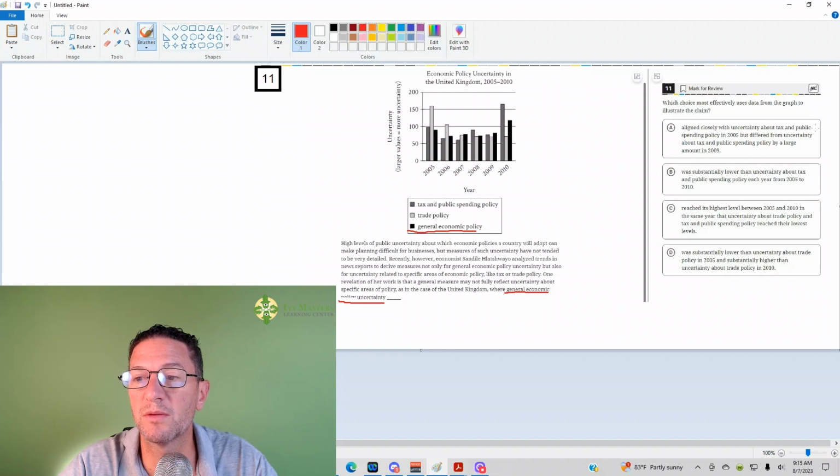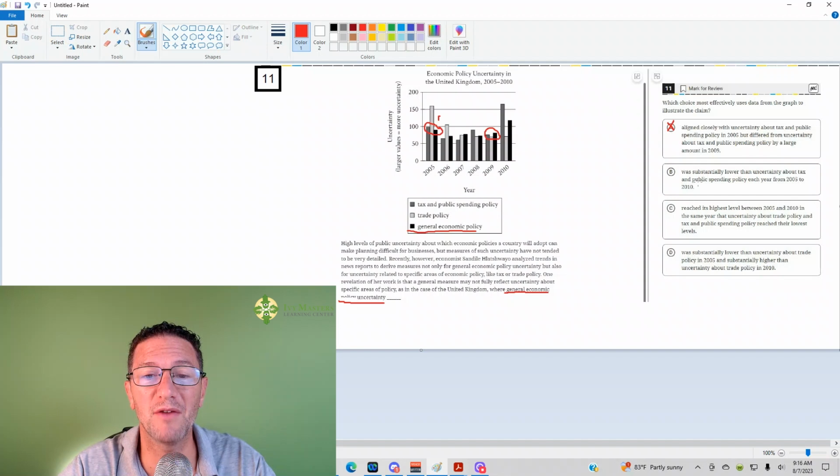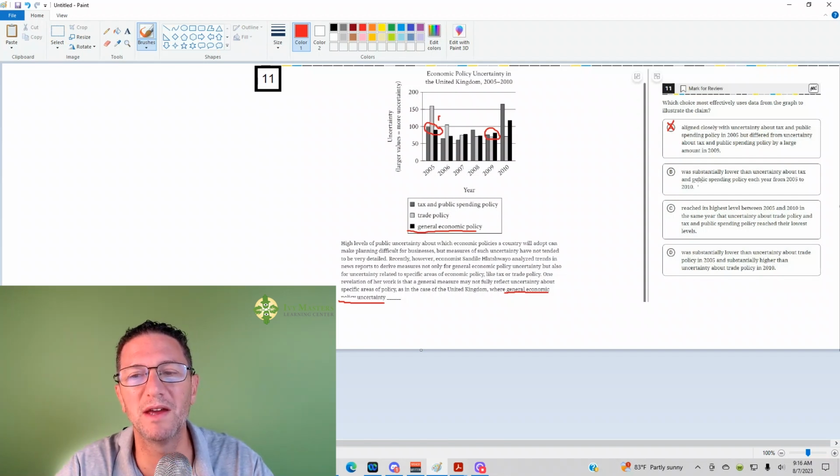Aligned closely with uncertainty about tax and public policy spending in 2005. In 2005, tax and public policy spending, general economic policy, are right here. It's a dark gray and the black, so that's true. But differed from uncertainty about tax and public spending policy by a large amount in 2009. 2009, there's not much difference between any of the three graphs. A is wrong for the second part of the answer. This is very typical of an SAT question. The first half of the answer choice will be true. Make sure you pay attention to that second part.